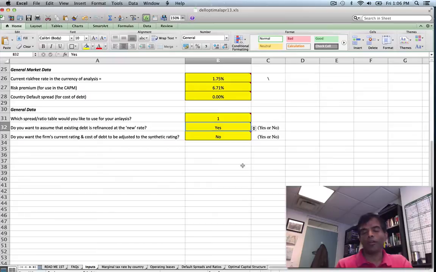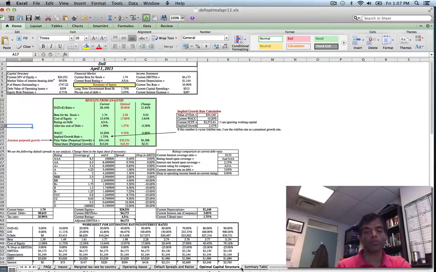I'm not going to do that for Dell, but for some companies, you might choose to do it. That's pretty much it. I have all the inputs. I'm curious. Let's see what the optimal capital structure is. Based on those inputs, the optimal capital structure I come up with is 50%.